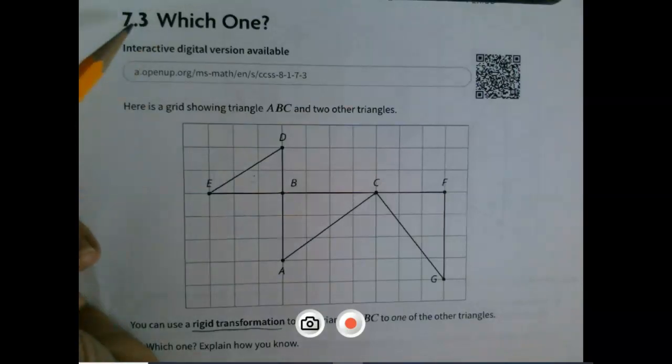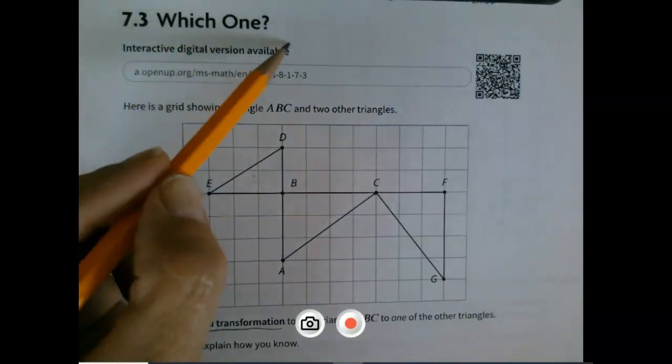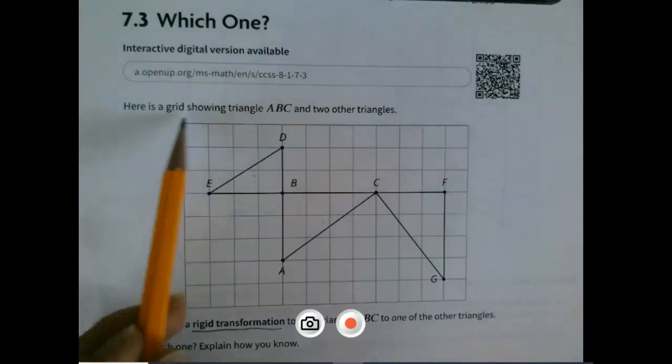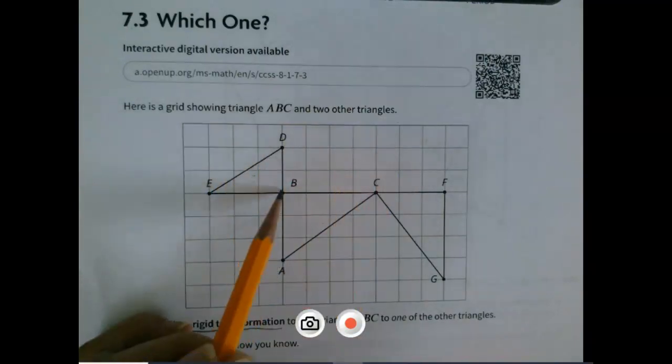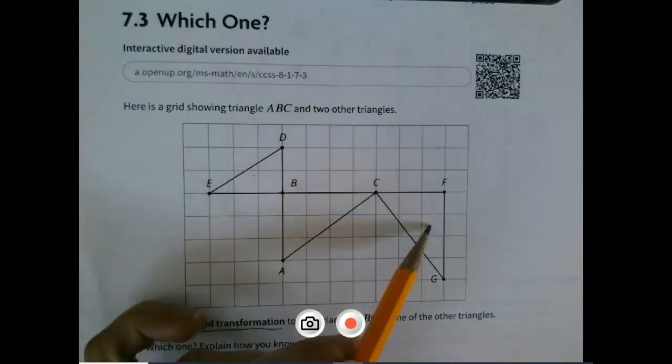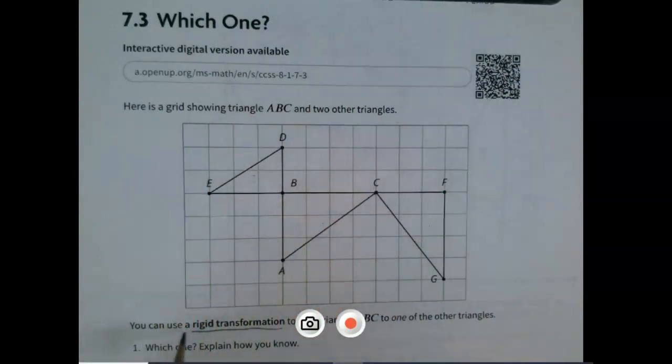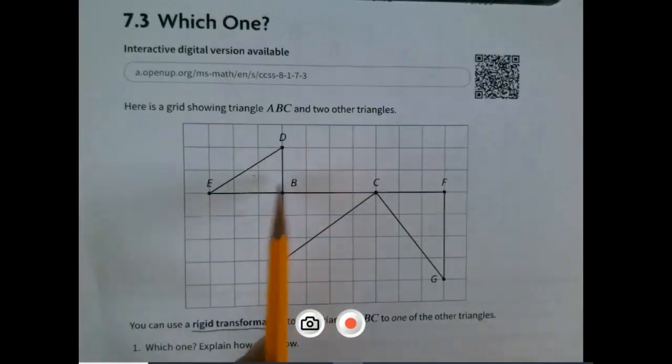Okay, activity 7.3, this is called Which One? It says, here is a grid showing triangle ABC and two other triangles. You can use rigid transformations to take ABC to one of the other triangles. Which one did you choose? Did you try your different moves?